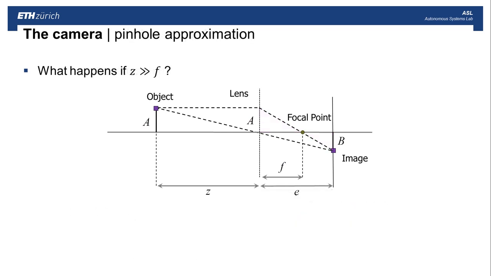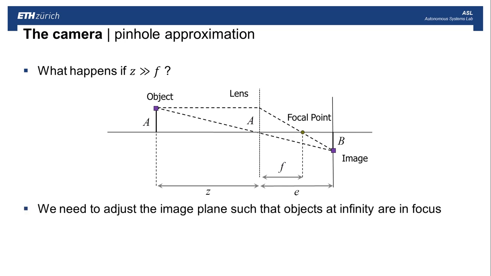Now, what happens if z is much larger than the focal length f? In this case, we would just need to adjust the image plane such that objects at infinity are in focus. From the thin lens equation, we can see that when z goes to infinity, then the term 1 over z becomes negligible. From this, we can write that 1 over f equals 1 over e, and therefore that f is approximately equal to e.